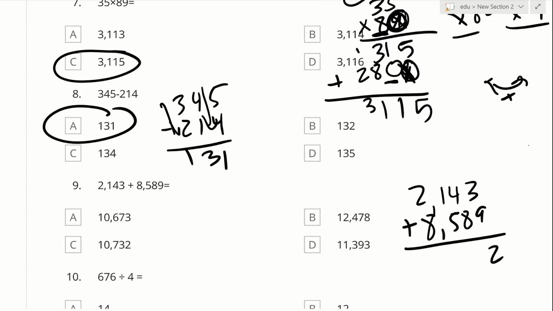Number 9, 2,143 plus 8,589. 9 plus 3 is 12. 8 plus 4 is 12, plus 1 is 13. Put 1 here. 5 plus 1 plus 1 is 7. 2 plus 8 is 10.